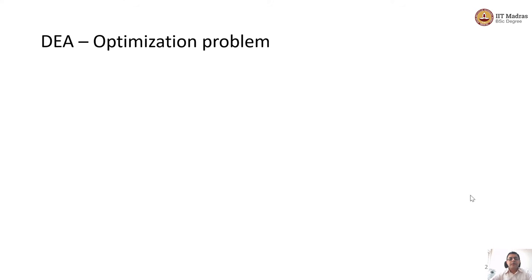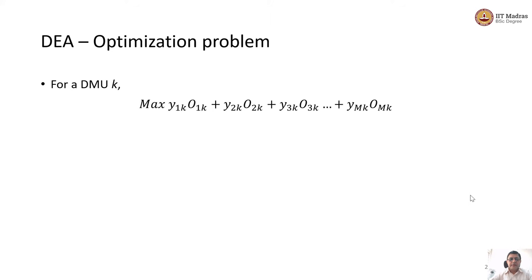What is the resultant optimization problem? The resultant optimization problem is a linear problem. For a particular DMU, first of all, we are going to say that the objective function is only maximization of the weighted output.